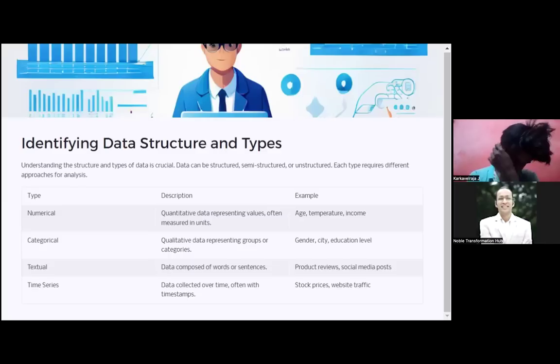Suppose when you do sentiment analysis, you use textual data, such as product reviews and social media posts. There you have to use different models. For time series, you use different models because you will have multiple variables there: data collected over time, often with a time stamp, like stock price and website traffic, and it would be very dynamic. That's why you need to use different algorithms and different models to use the right data structures and types. Okay, so let's move to the other section.